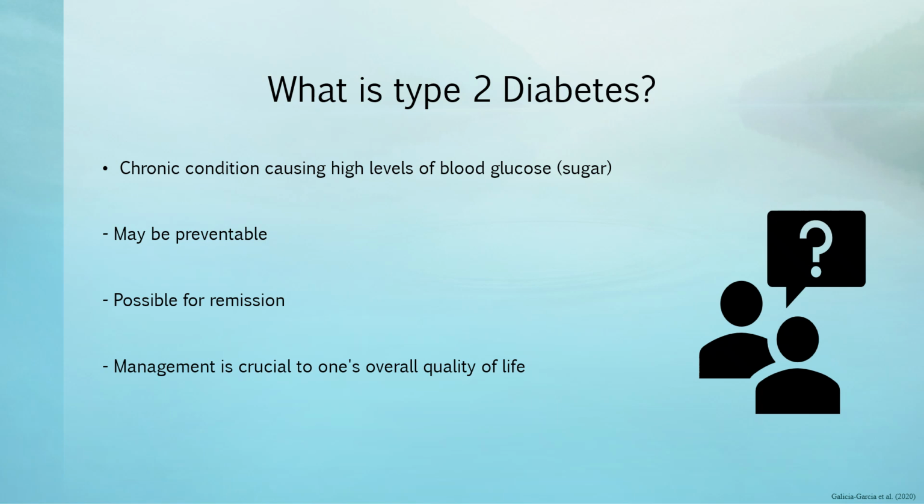Lastly, management is crucial to one's overall quality of life because diabetics who fail to manage their blood sugars can unfortunately develop chronic disease processes, such as heart disease, vascular disease, eye and kidney disease, and nerve damage, which overall affects their quality and longevity of life.